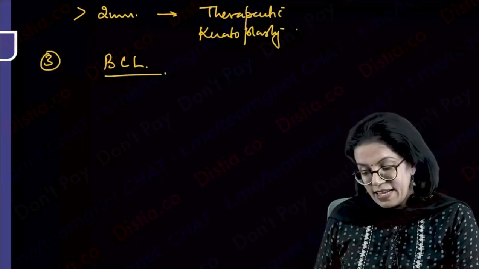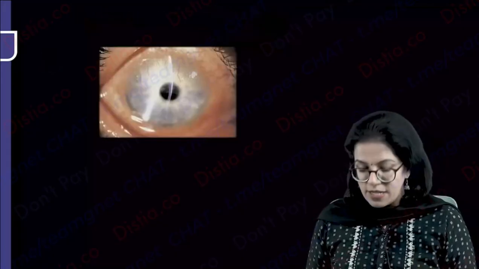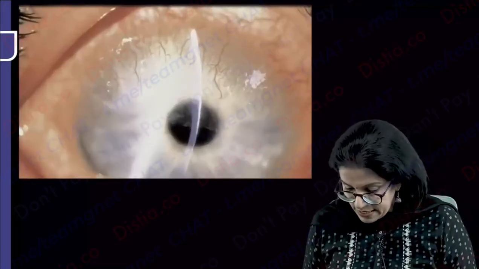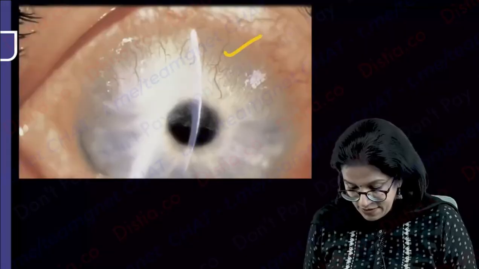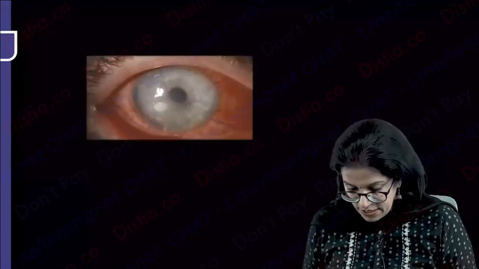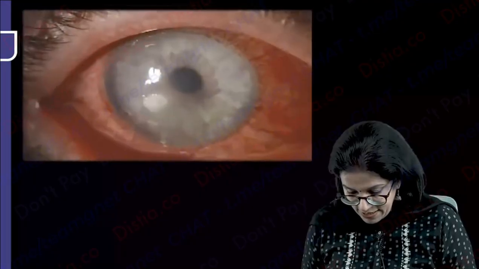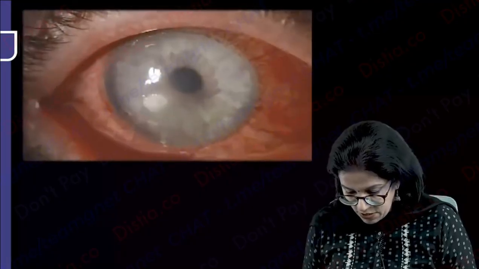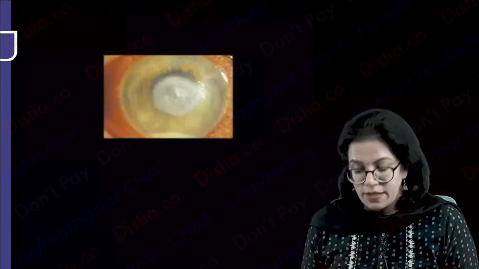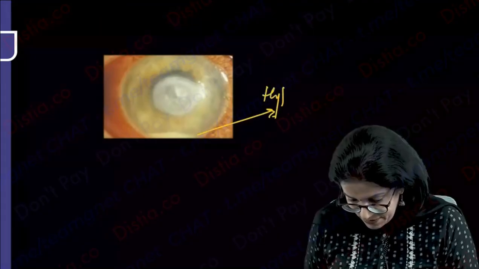Okay. Next, let's have a look at a few slides. This one is showing you the pannus, that is the neovascularization in the superficial cornea. Here is your corneal ulcer. This is a bacterial corneal ulcer with a lot of congestion, right. This one again I want to show you here is hypopyon.